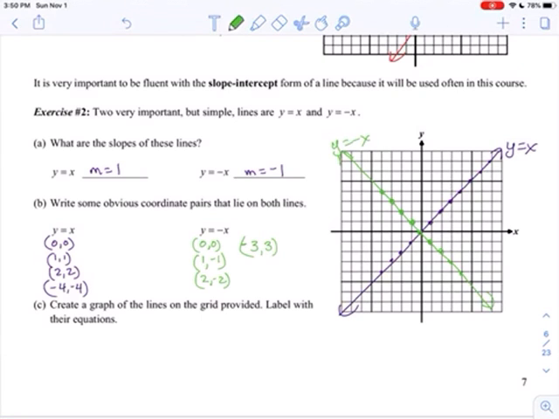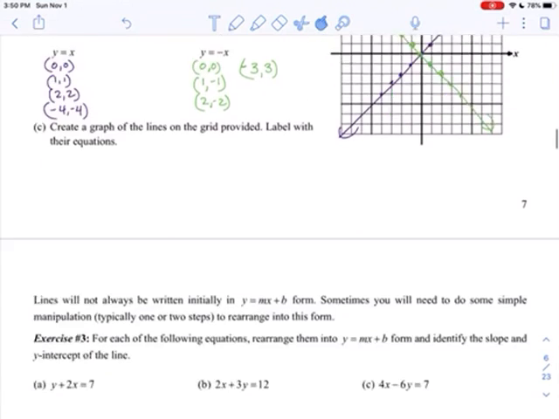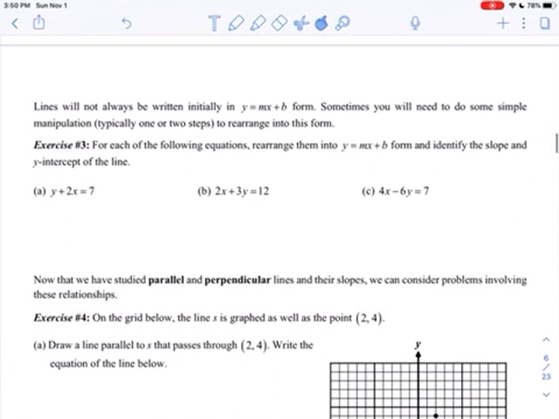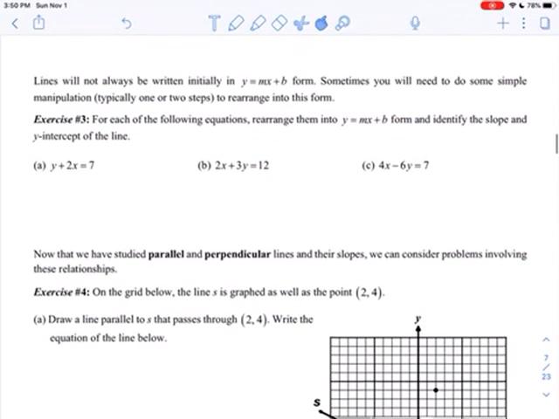So those are two lines that we should be familiar with already. So just a review of those. Next page. Now, not all lines are going to be written in the form y equals mx plus b.